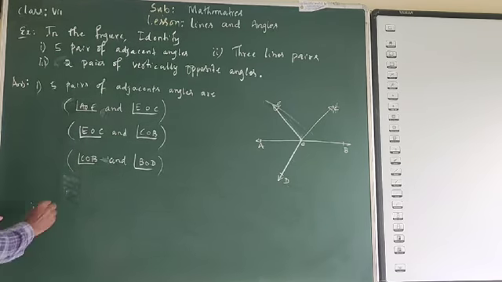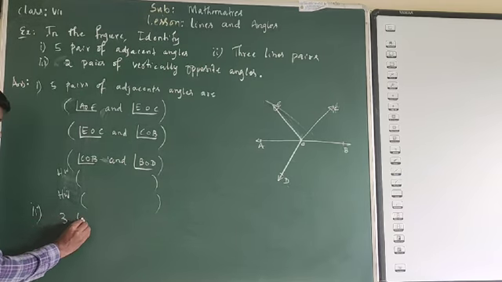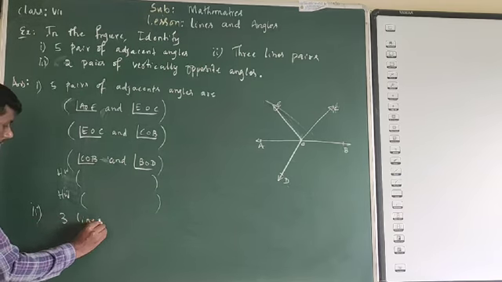Okay. Next question. Name 3 linear pairs of angles. So, how will you come to know that these 2 angles are a linear pair of angles? Again, it should be adjacent angles, but the rays which form the angles should lie exactly opposite, on opposite sides, right?